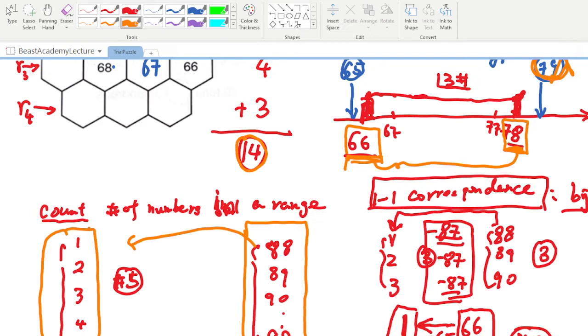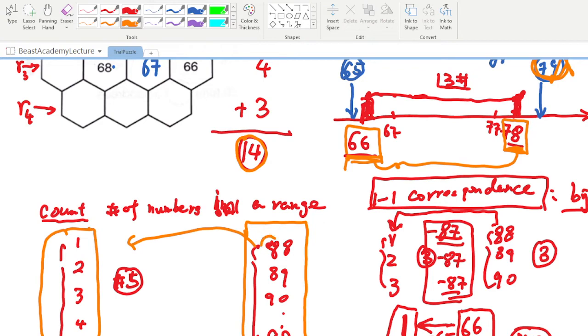Normally the easiest is a consecutive range starting from 1, right? 1, 2, there are 2 numbers. 1, 2, 3, how many numbers? 3. 1, 2, 3, 4, how many numbers? 4 numbers.